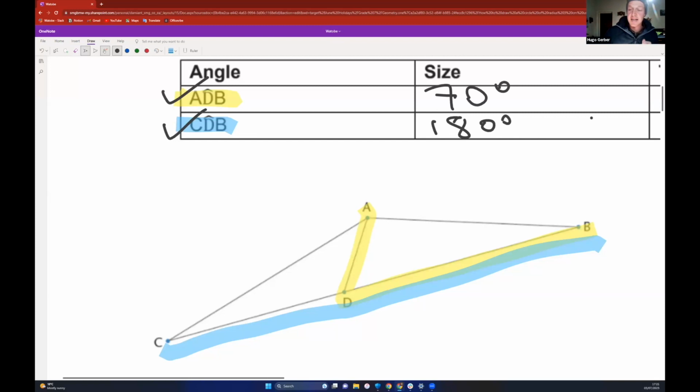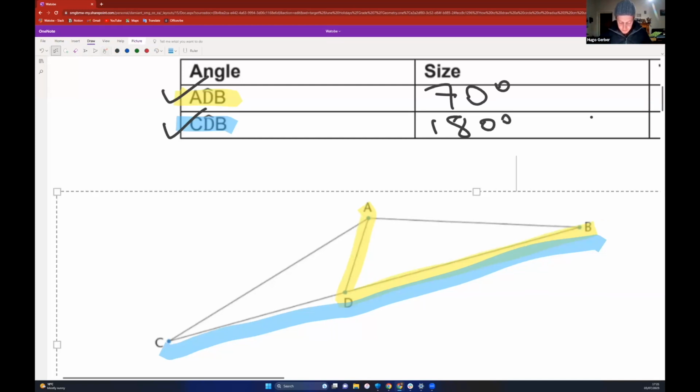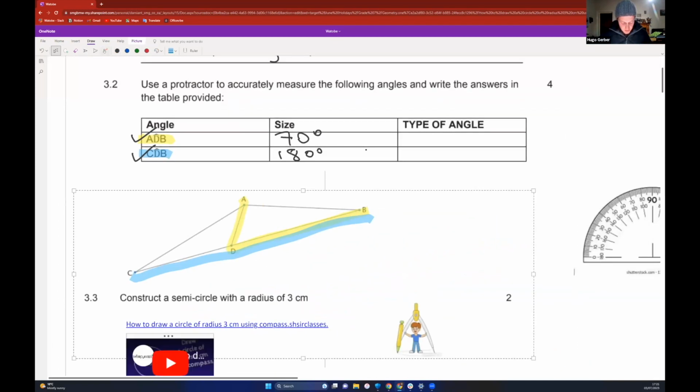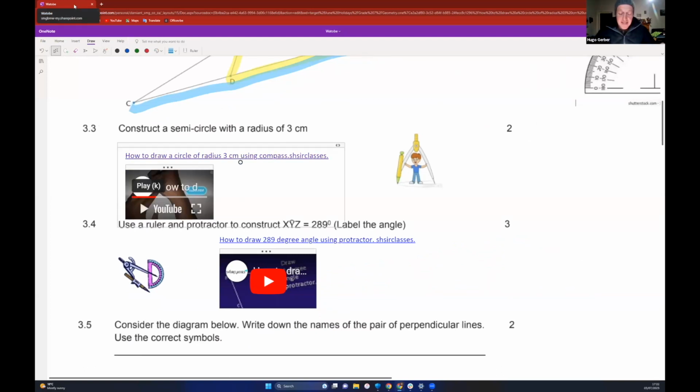All right. Azande, I see your hand is up, but I'm going to give you the next question to help me with. All right. Let's slide down and see what we have next. Construct a semicircle with a radius of 3 cm. Okay, so here we have a semicircle. Azande, where's your hand now?